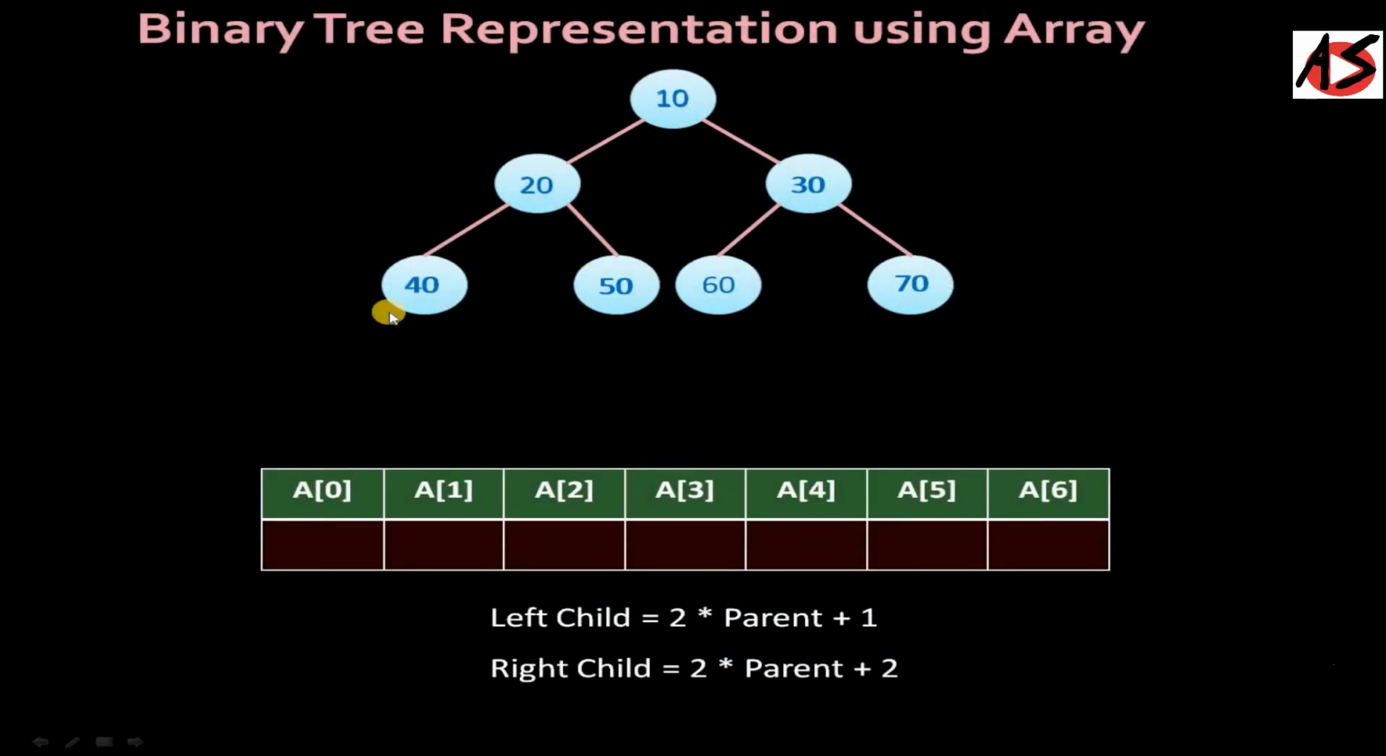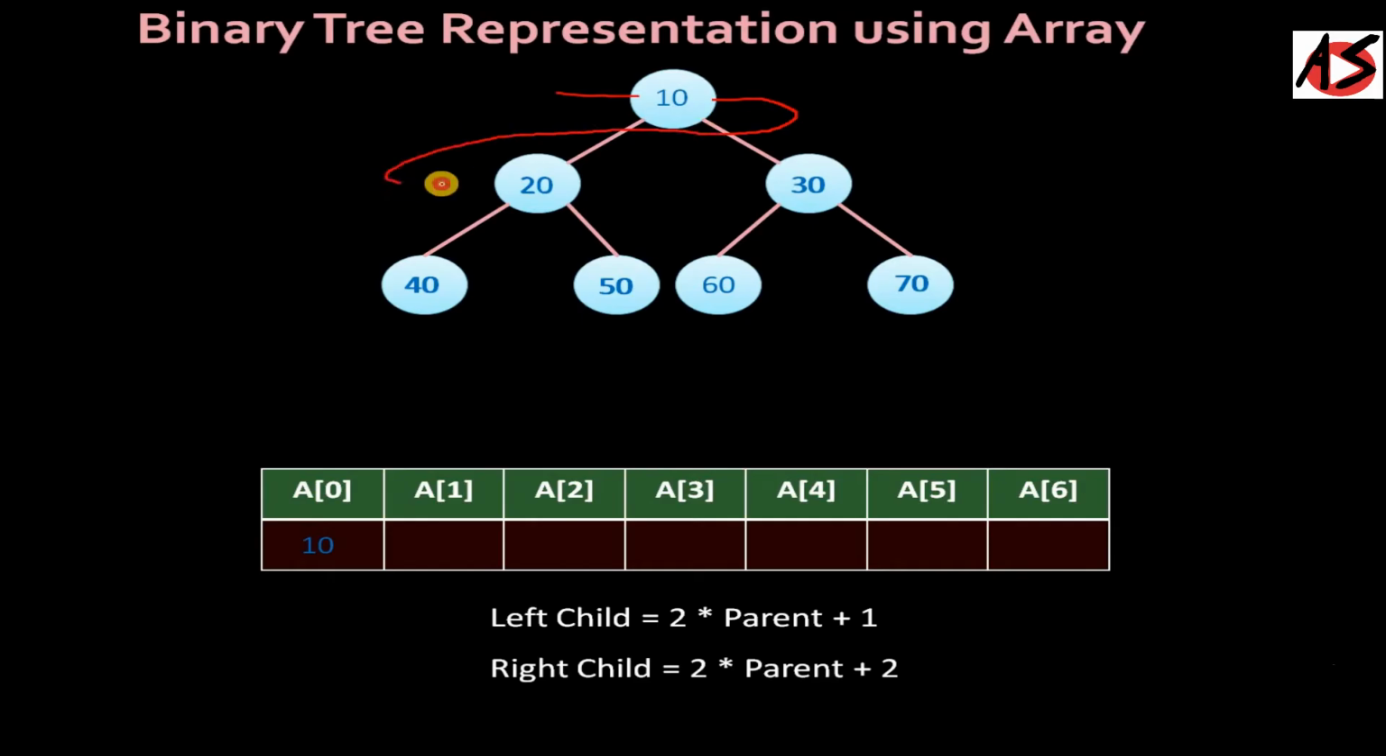If you want to store your binary tree using an array, since we have 1, 2, 3, 4, 5, 6, 7 elements, we are taking an array from 0 to 6. To store the binary tree in array form, we have to scan the entire binary tree in level by level fashion. So we will start from 10, that is the root element. We will store the root element at index 0.